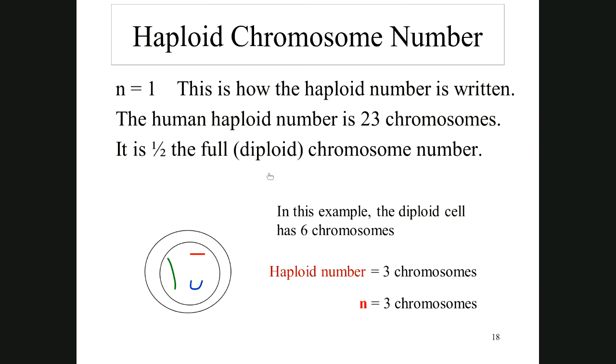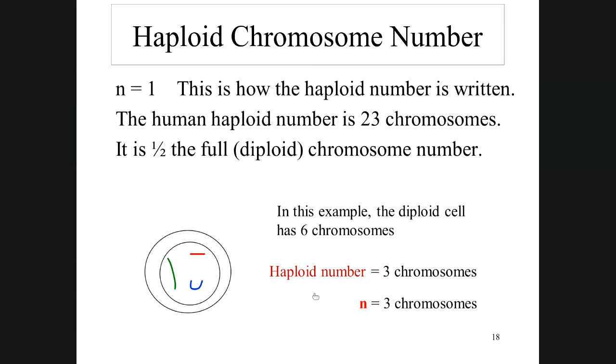Now the haploid number, 1N, is haploid. Remember 2N was diploid, 1N is haploid, it means one set. This is how the haploid number is written, 1N or just N. The haploid number is 23 chromosomes. This is 1/2 the full diploid chromosome number. So in this example, the diploid number was 6 on the previous cell, right? Well, the haploid number is 3.